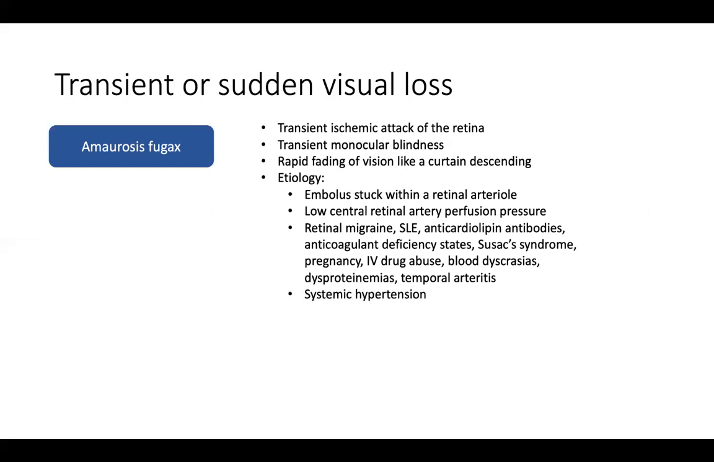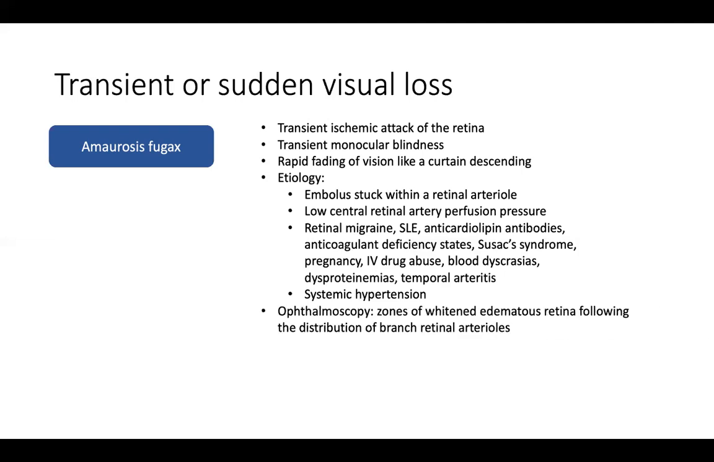Marked systemic hypertension causes sclerosis of retinal arterioles, splinter hemorrhages, focal infarcts of the nerve fiber layer known as cotton wool spots, and leakage of lipid and fluid known as hard exudate into the macula. In hypertensive crisis, sudden visual loss can result from vasospasm of retinal arterioles and retinal ischemia. Ophthalmoscopy reveals zones of whitened edematous retina following the distribution of branch retinal arterioles.